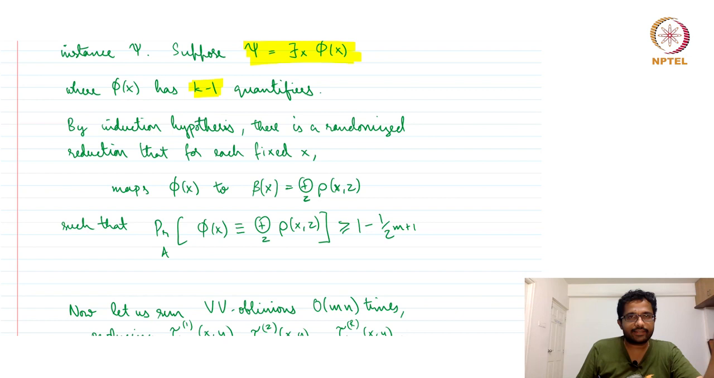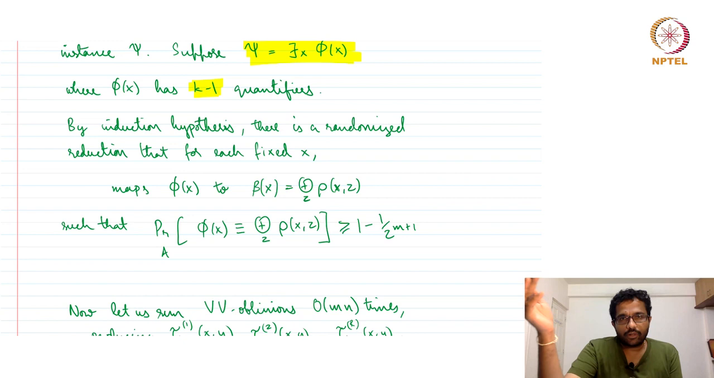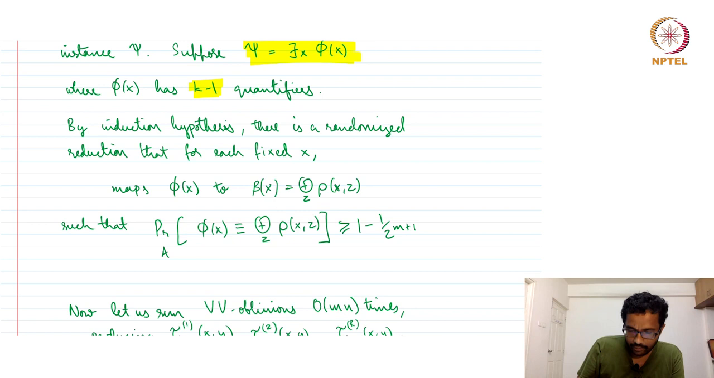So once you fix the x, phi x for a fixed x just becomes a Boolean formula on the remaining variables, because x is fixed. It's a formula with k minus 1 quantifiers on the remaining variables, right? So now on the same values of x, I could write rho xz. When x is fixed on the left hand side, the x will be fixed on the right hand side, such that with high probability the truth value of phi x will be the same as the truth value of parity rho xz. So what I am saying is that given phi x, think of phi x as just a k minus 1 quantified Boolean formula, we are getting rho xz, where x is fixed and z are the remaining variables.